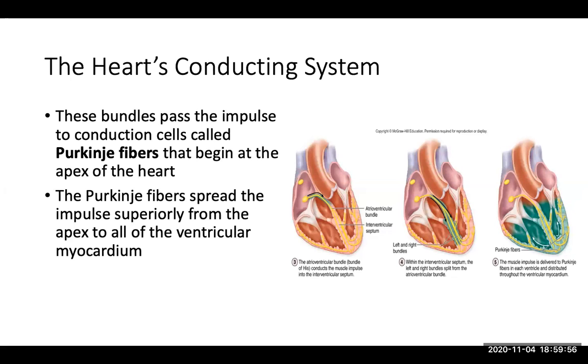The bundles pass the impulse to the Purkinje fibers. The Purkinje fibers spread the impulse superiorly from the apex of the heart to all of the ventricular myocardium cells.